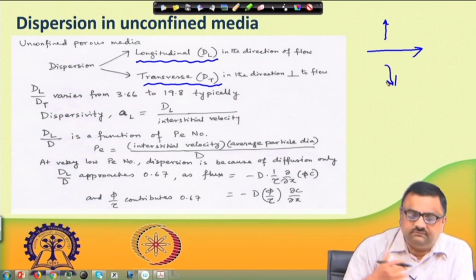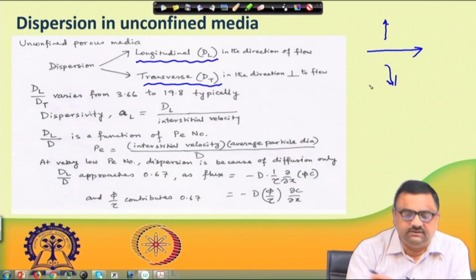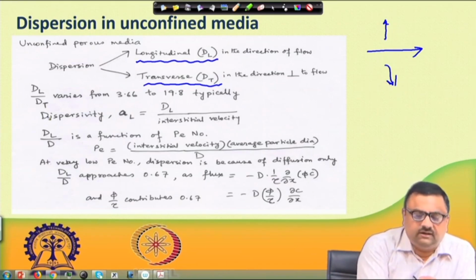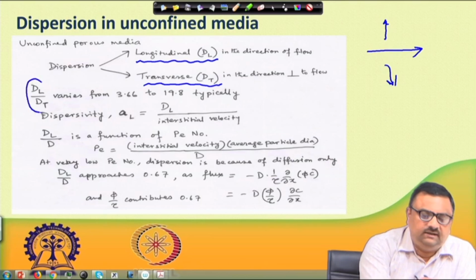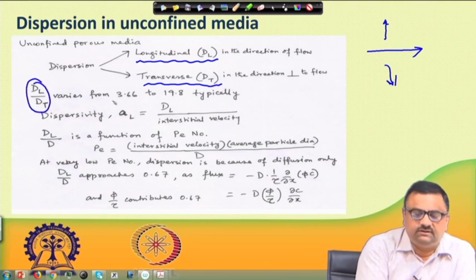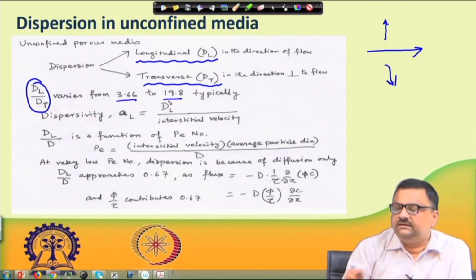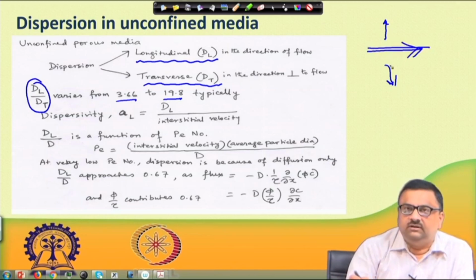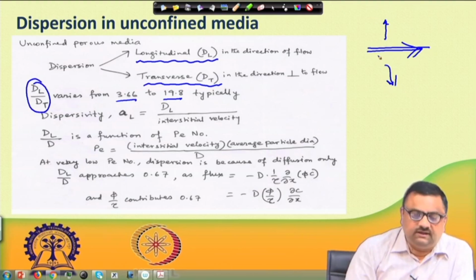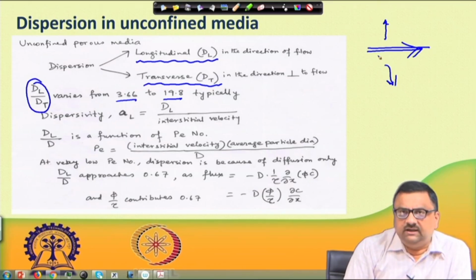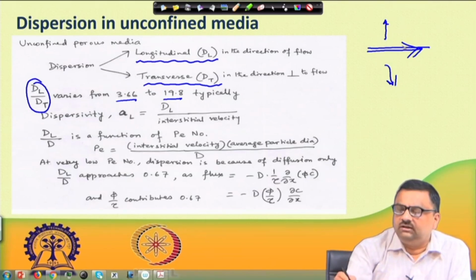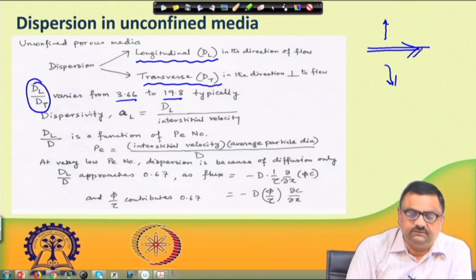So, what the researchers have done is that they have calculated these DL by DT, and they found that longitudinal dispersion is dominant. Obviously, it varies from 3.66 to 19.8. So, the dispersion in the direction of the flow dominates, but there would be some amount of spreading also in the transverse direction. Now, in many cases this transverse dispersion is not considered, because the application may require only considering the longitudinal dispersion.